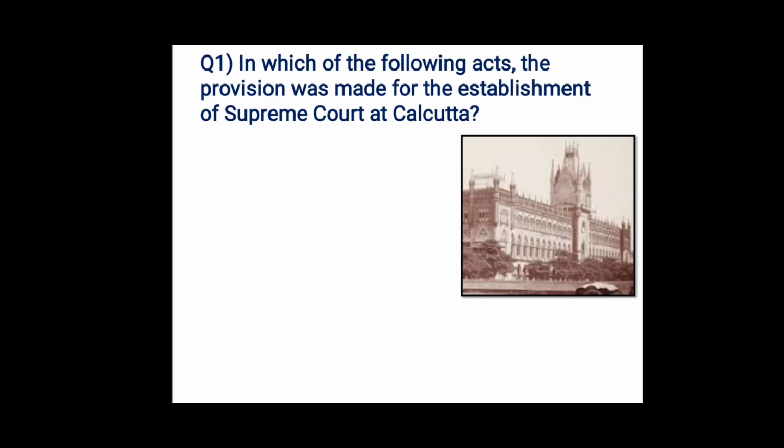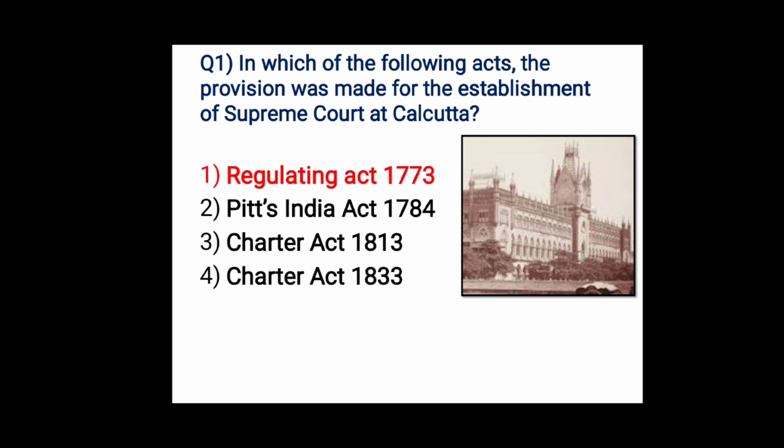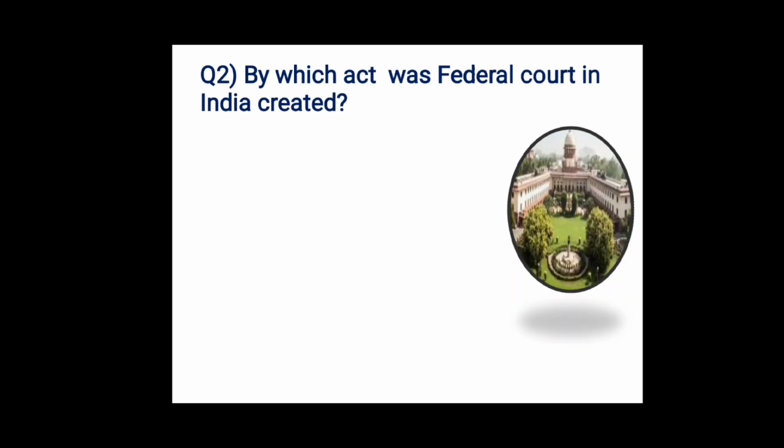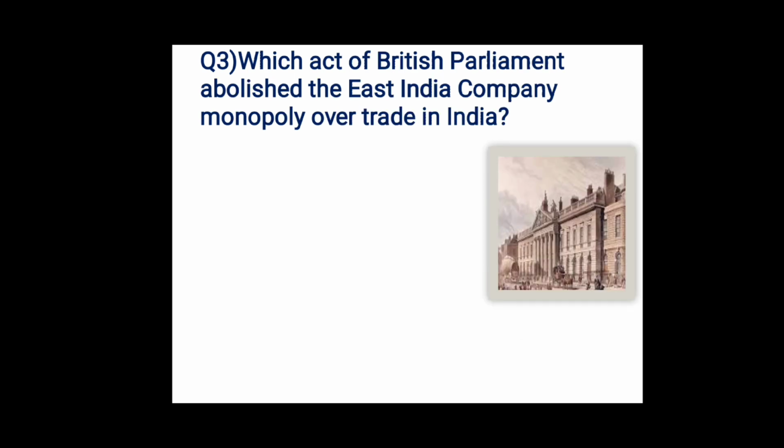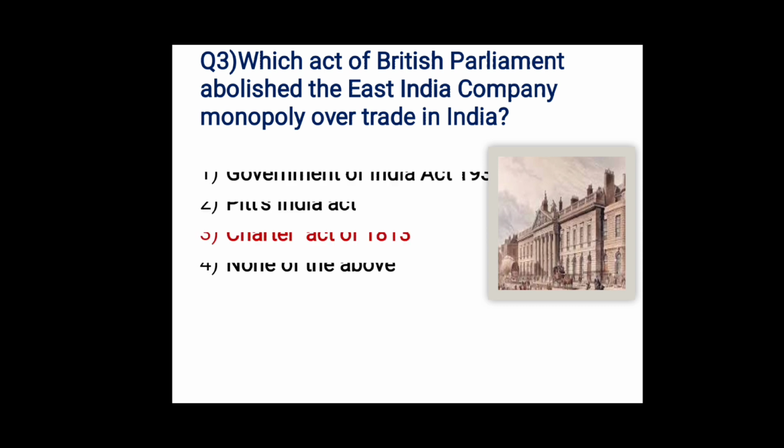The first question is, in which of the following acts was the provision made for the establishment of the Supreme Court at Calcutta? The answer is Regulating Act 1773, option number 1. By which act was the Federal Court in India created? It is the Government of India Act 1935. Which act of British Parliament abolished the East India Company's monopoly of trade in India? It is the Charter Act of 1813.